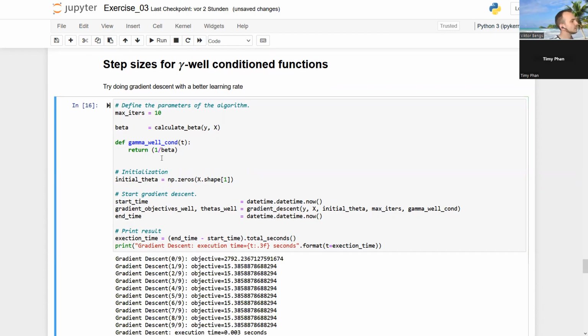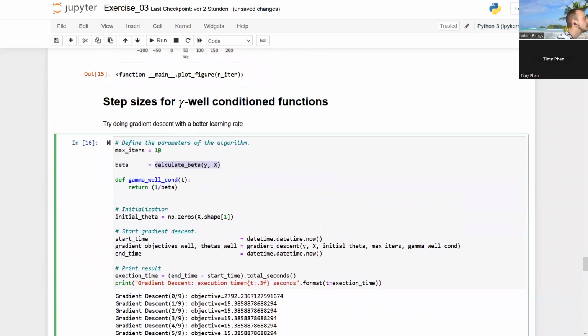Then we can also tune the step size even more, taking into account that the objective function is well conditioned. For a well-conditioned function, we know from the lecture, in one table where we had the bounds on the average error for the gradient descent, that the optimal choice for a well-conditioned function is 1 over the smoothness parameter, so 1 over beta, and beta we calculated before.